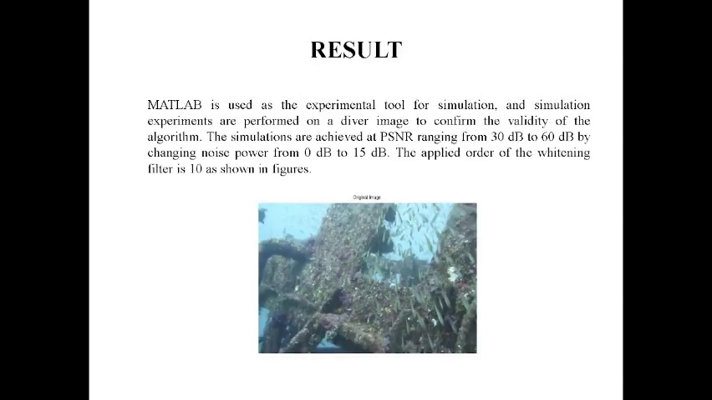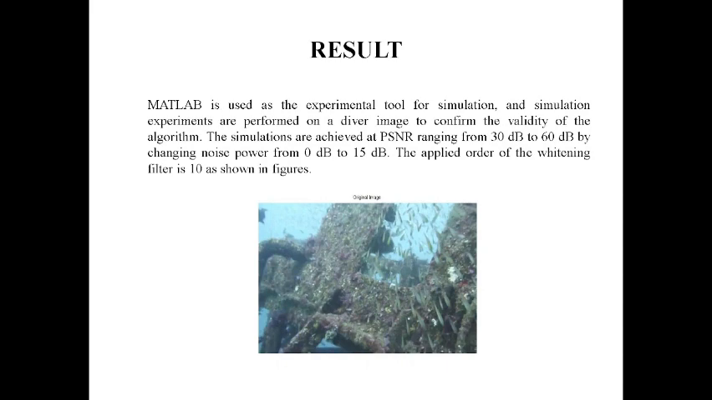Okay, finally we are going to see the result. This is the experimental result. We are using a simulation tool, MATLAB. It is achieved at PSNR, peak signal-to-noise ratio, ranging from 30 dB to 60 dB. The noise powers are changed from 0 dB to 15 dB. Okay, these are the things we are changing.